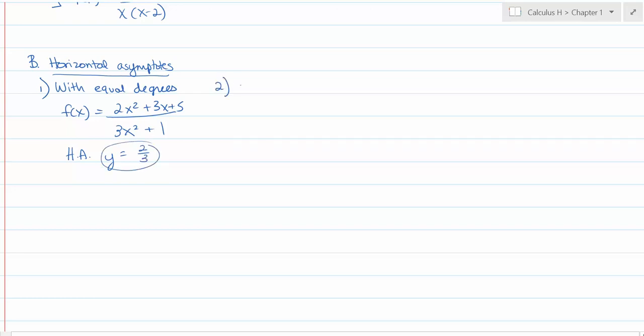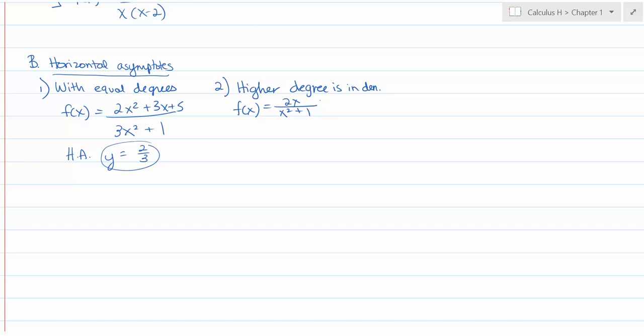Okay. If you have the higher power or degree in your denominator, so for example, if f of x equals 2x over x squared plus 1, as x gets larger and larger, you're basically going to have some number over a number in your denominator that's growing at a much faster rate. So if you think about this as a fraction like 1 over 100, 1 over 1,000, 1 over 1 million, you're going to be approaching 0. So your horizontal asymptote will be at y equals 0.